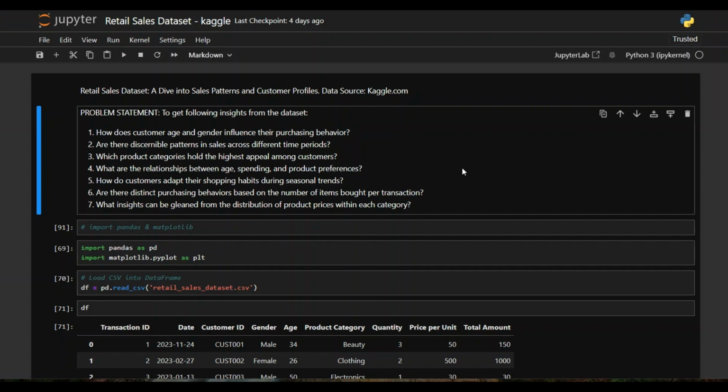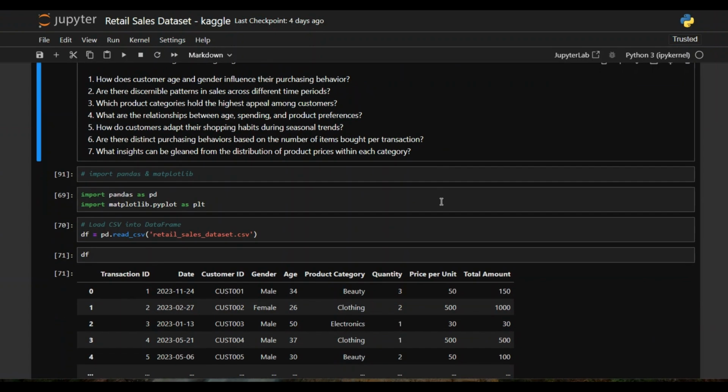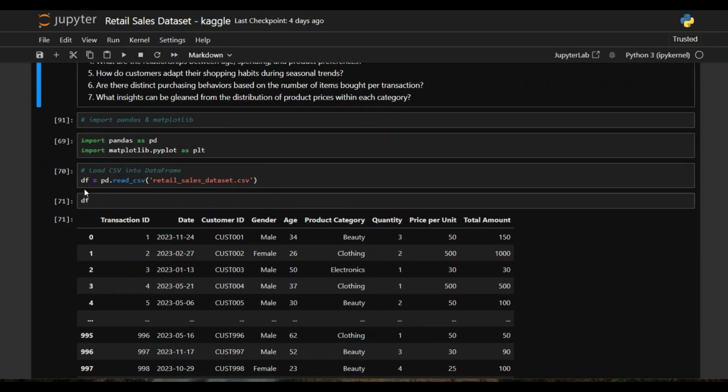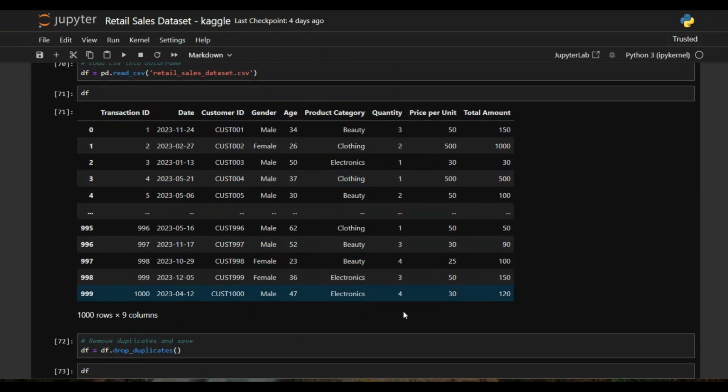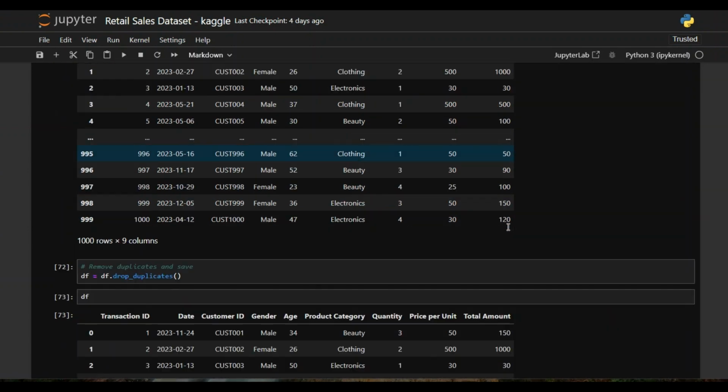First up is to import pandas and matplotlib, and then load my data set, my CSV file, to my data frame. This is my data frame, and it contains 9 columns. Looking at each of the columns, we see the transaction ID, the date, the customer ID, gender, age, product category, the quantity, price, and the total amount. The total amount is the product of the quantity and the price per unit.